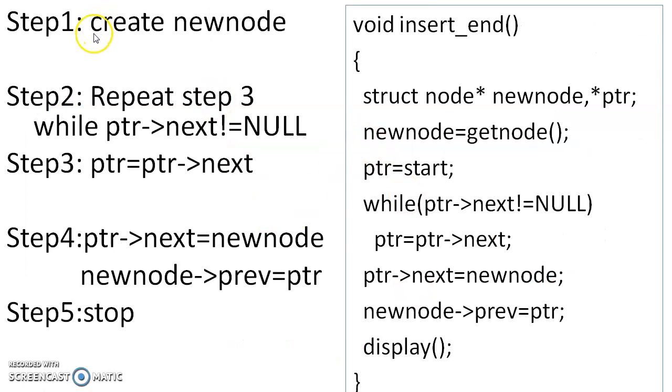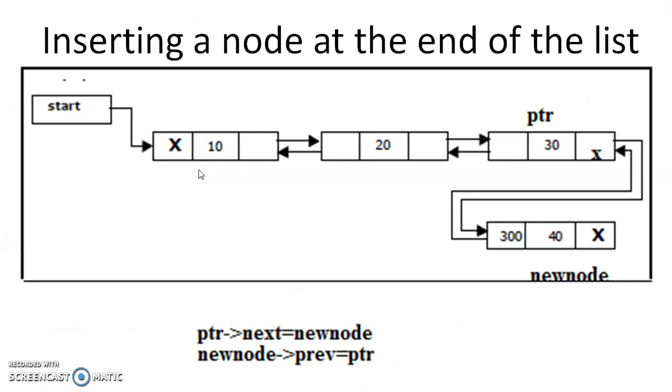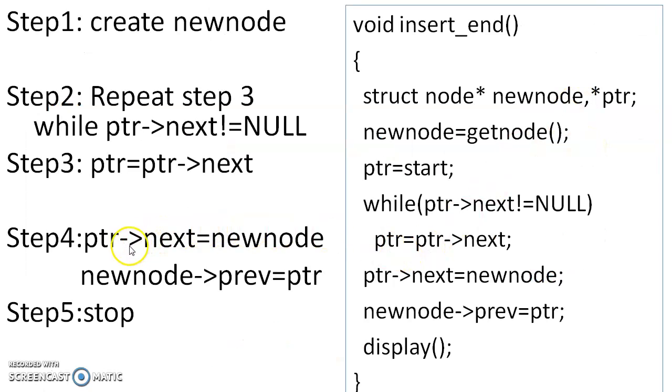If you see this particular thing, we are creating the new node, as usual, by using new node equal to getNode. I want to go to the end. That's why I am starting the pointer at start. That is here we are writing pointer equal to start. And I am repeating this particular step 3 until pointer of next is equivalent to null, that is until the ending of the linked list. Pointer equal to pointer of next. That means I am reaching the end. After reaching the end, what are the 2 operations that we are performing? Pointer of next equal to new node, and new node of previous equal to pointer. Those 2 steps we are writing here.